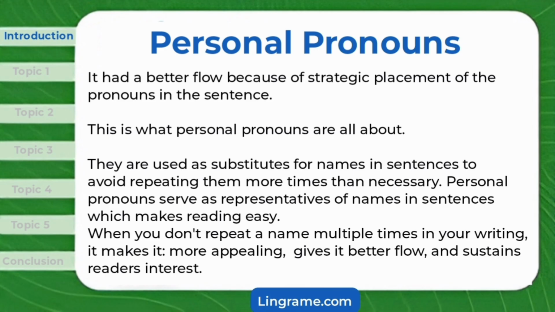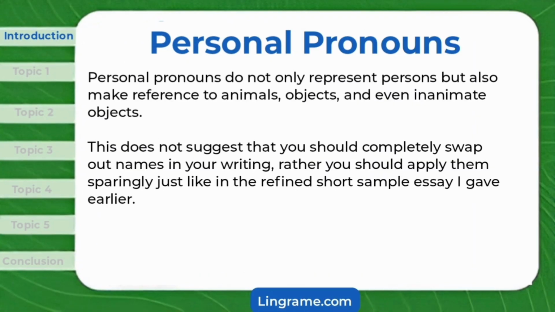This is what personal pronouns are all about. They are used as substitutes for names in sentences to avoid repeating them more times than necessary. Personal pronouns serve as representatives of names in sentences, which makes reading easy. When you don't repeat a name multiple times in your writing, it makes it more appealing, gives it better flow, and sustains readers' interest. Personal pronouns do not only represent persons but also make reference to animals, objects, and even inanimate objects. This does not suggest that you should completely swap out names in your writing, rather you should apply them sparingly, just like in the refined short sample essay I gave earlier.